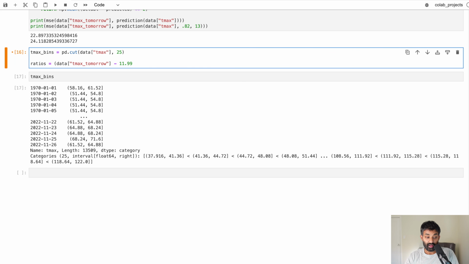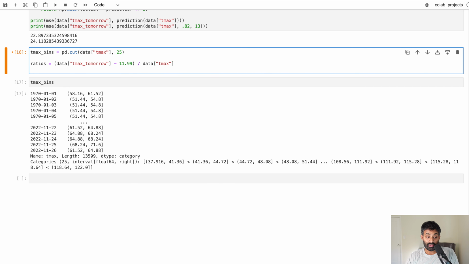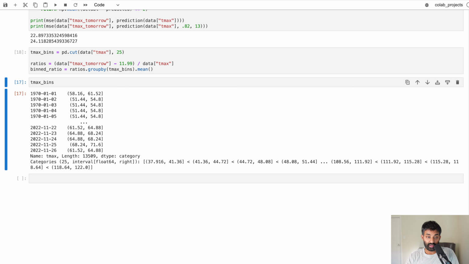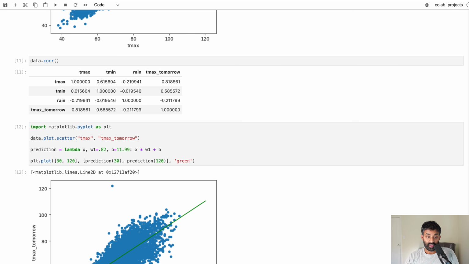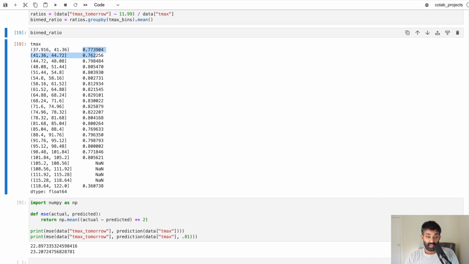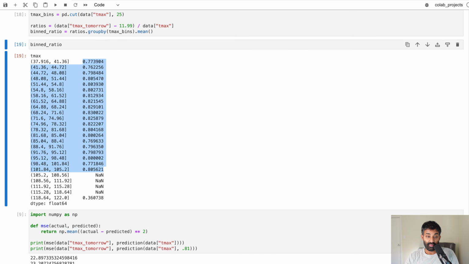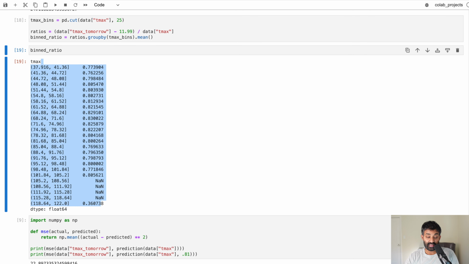Then what we'll do is we'll calculate the ratios between data Tmax tomorrow minus the bias, which is 11.99 that we calculated, divided by data Tmax, to see how the ratio between Tmax tomorrow and Tmax changes with the value of Tmax. And then we will create a binned ratio, ratios.groupBy Tmax_bins.mean. All right, so let's take a quick look at binned ratio. All right, so what this is doing is it's showing us how the relationship between Tmax and Tmax tomorrow changes as Tmax changes.